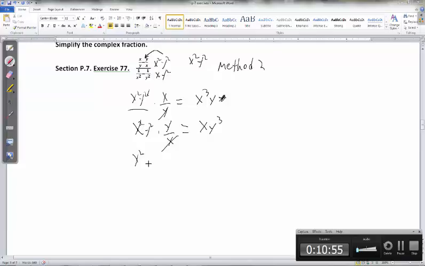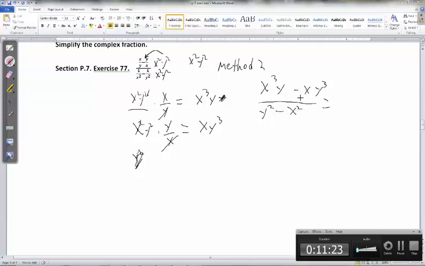X squared y squared, oh, that'll be easy. X squared y squared times 1 over x squared will get me y squared, and then x squared y squared times 1 over y squared will get me x squared. So I'm going to have x cubed y minus xy cubed over y squared minus x squared. And then I just try to simplify that.